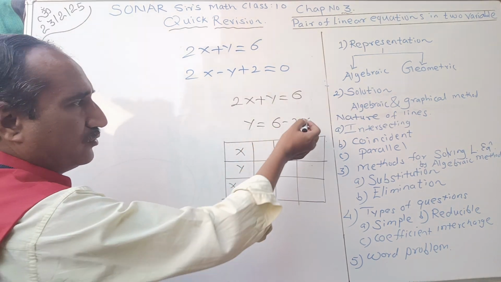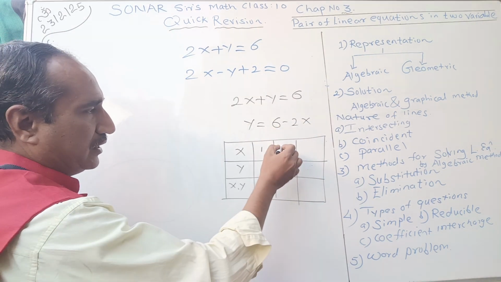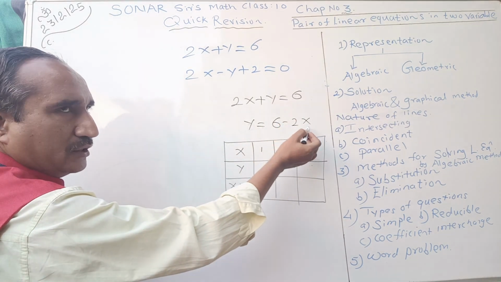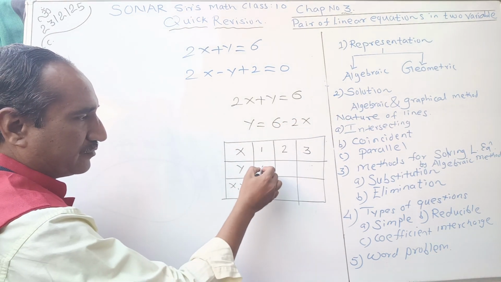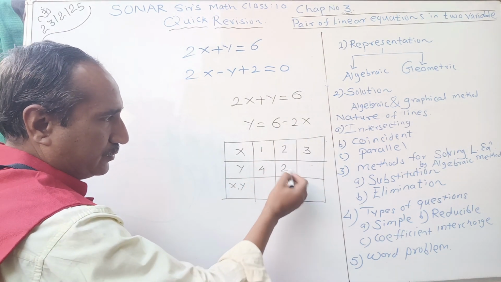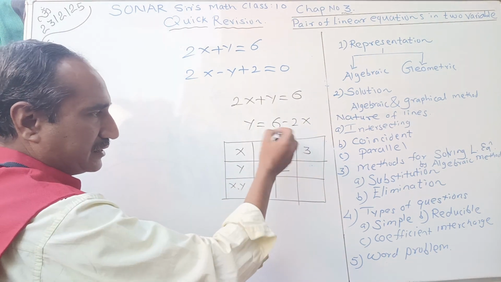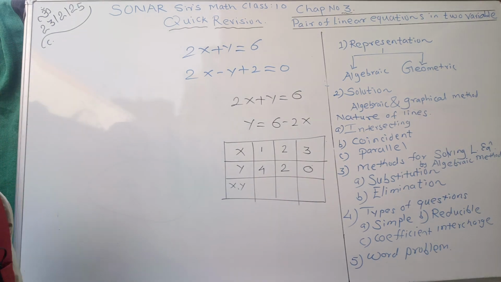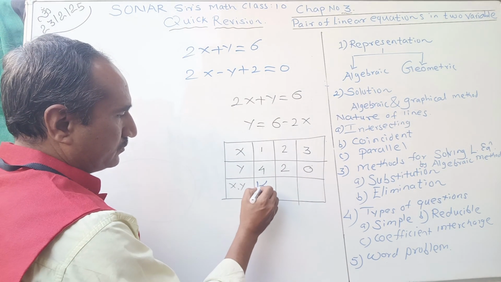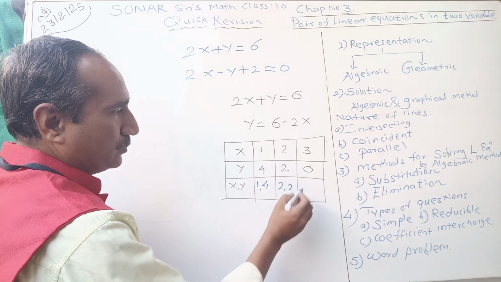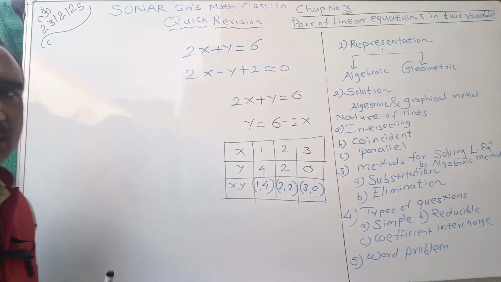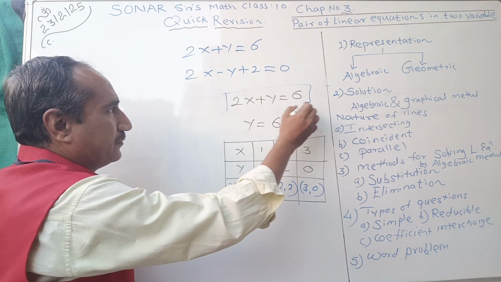So first x, y and then the coordinates (x, y). We take x equals 1, 2 and 3. If we put x equals 1, 2 ones are 2, 6 minus 2 becomes 4. If we put 2, 2 twos are 4, 6 minus 4 is 2. If we put 3, 2 threes are 6, 6 minus 6 becomes 0. So we get the coordinates (1, 4), (2, 2) and (3, 0). These coordinates are for drawing this line.